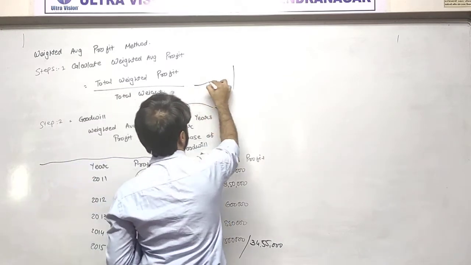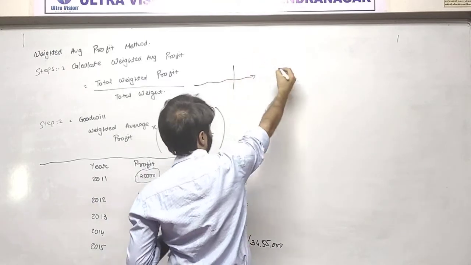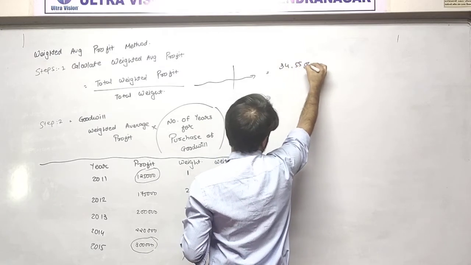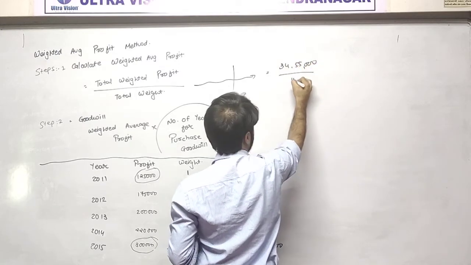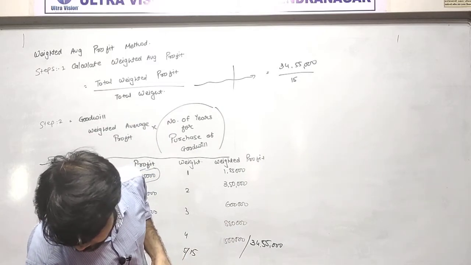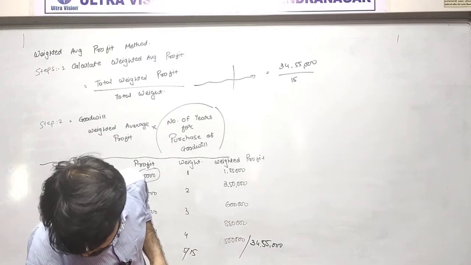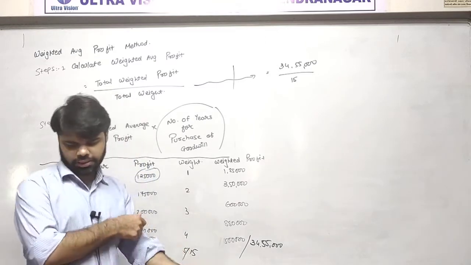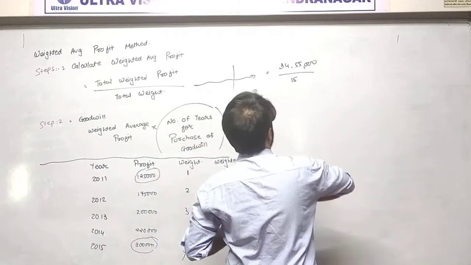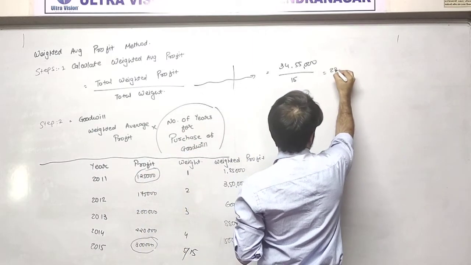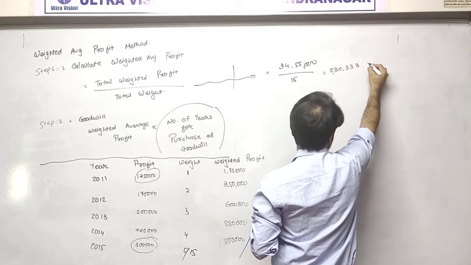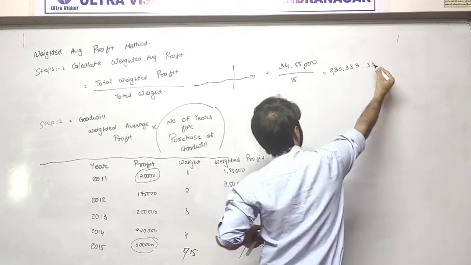Now follow step 1. Total weighted profit: what is total weighted profit? It is 34 lakh 55,000. And what is total weight? That is 15. So 34 lakh 55,000 divided by 15, and the answer is 2,30,333.33.